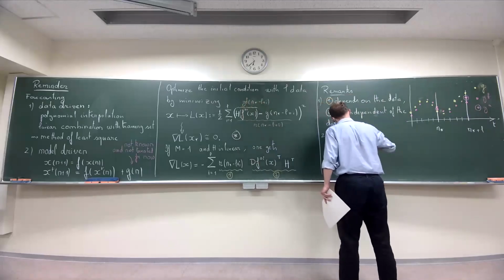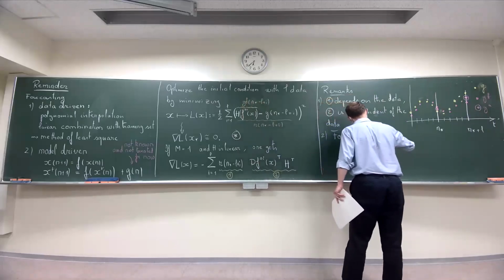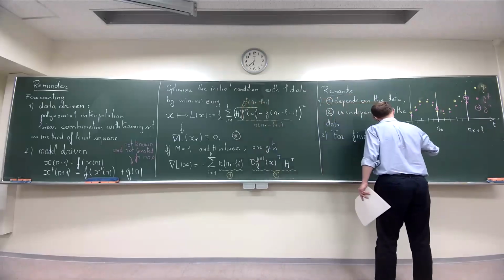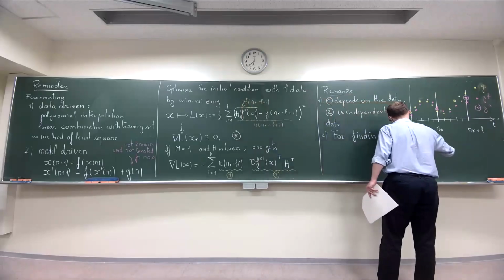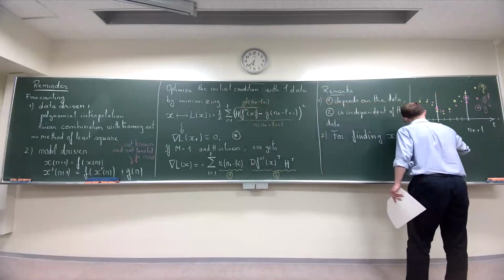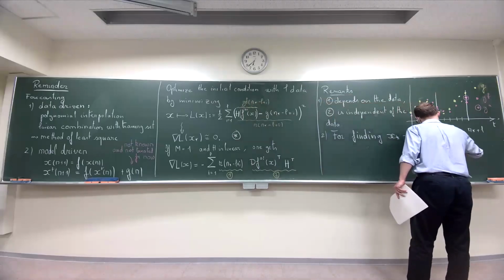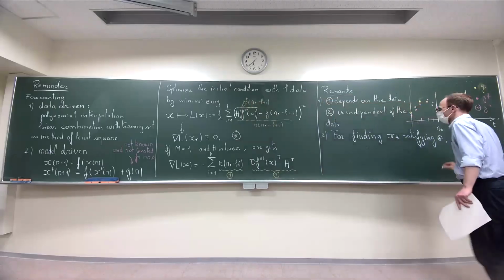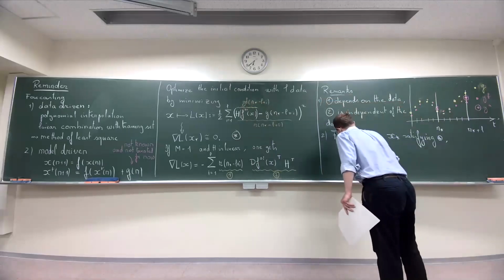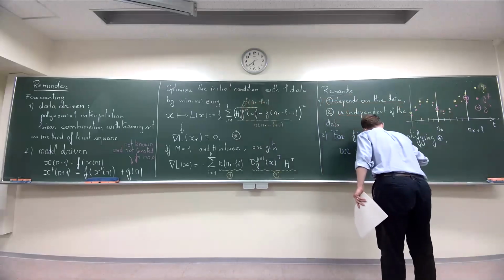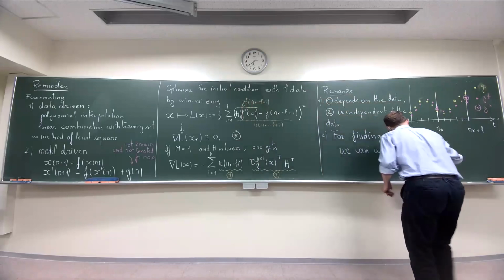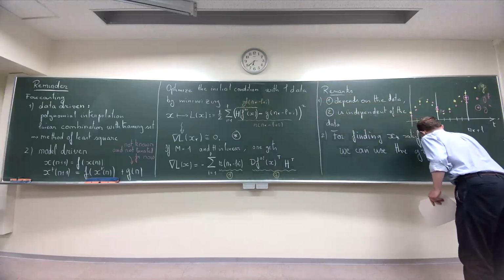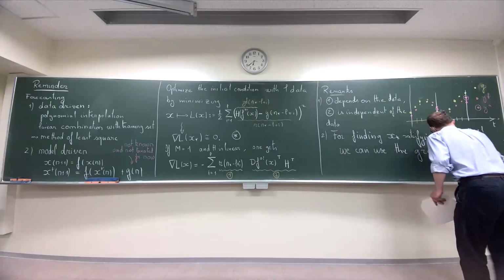So for finding x star satisfying this equation star, we can use what is called the gradient descent.